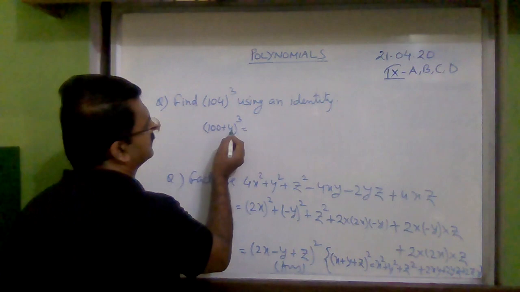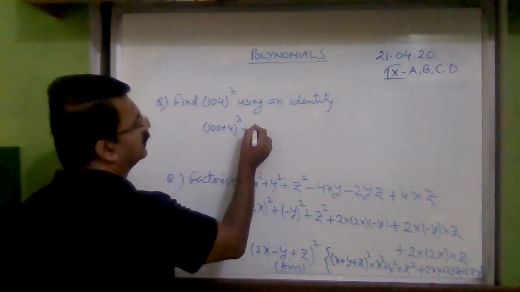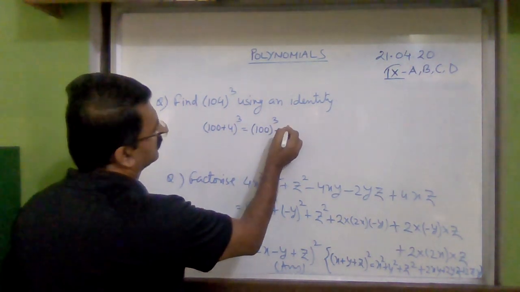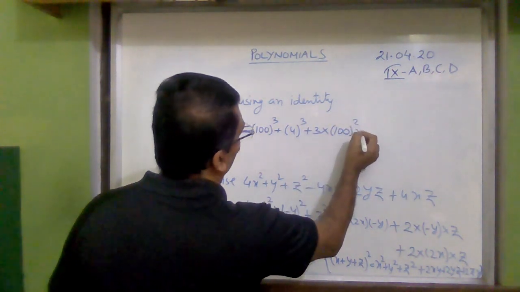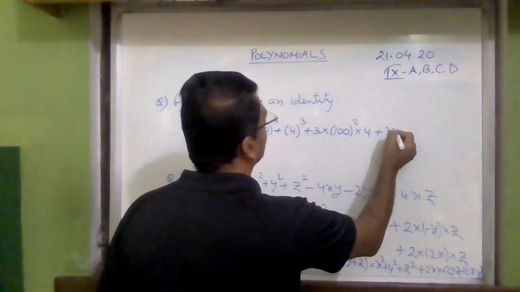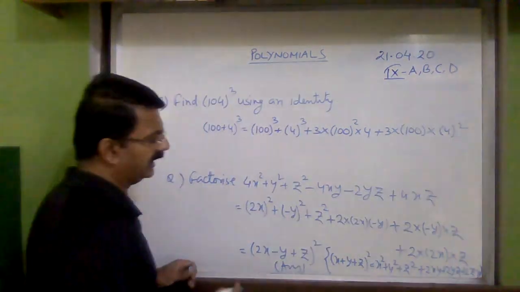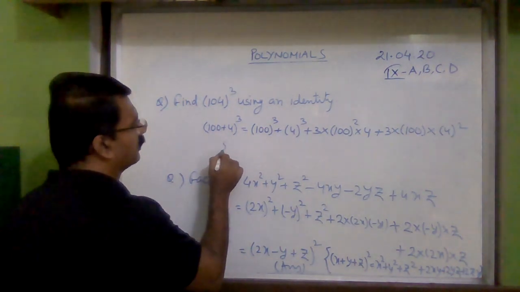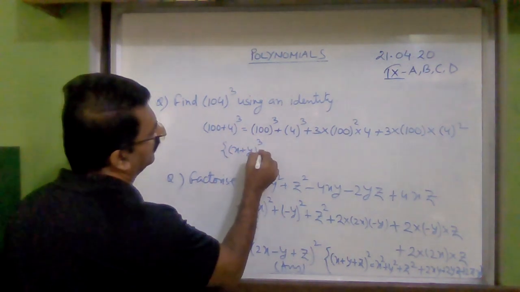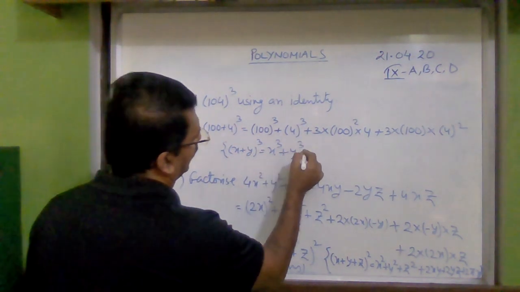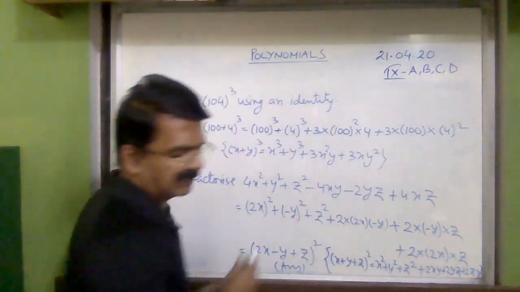Now this is x and this is y. So we can apply the identity (x plus y) whole cube. You know (x plus y) whole cube is x cube plus y cube plus 3x square y plus 3xy square. Here we will mention the identity that we have used, which is (x plus y) whole cube is equal to x cube plus y cube plus 3x square y plus 3xy square.